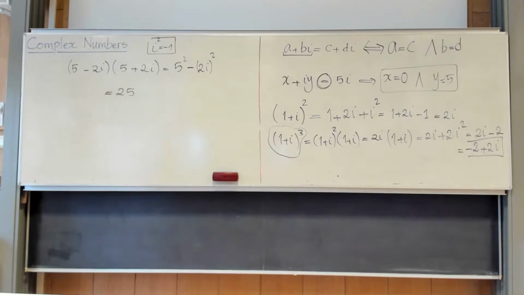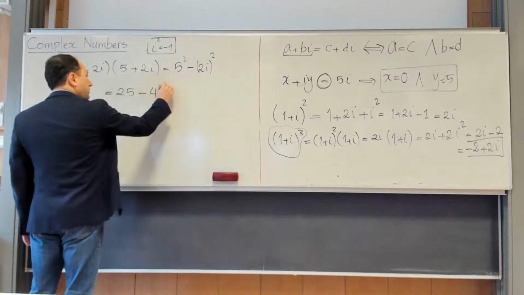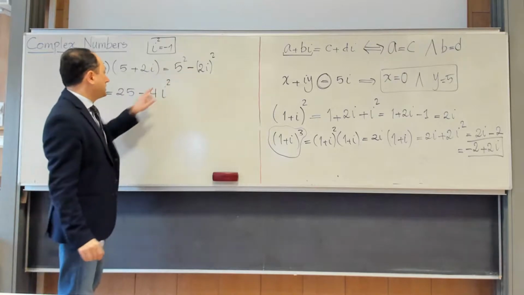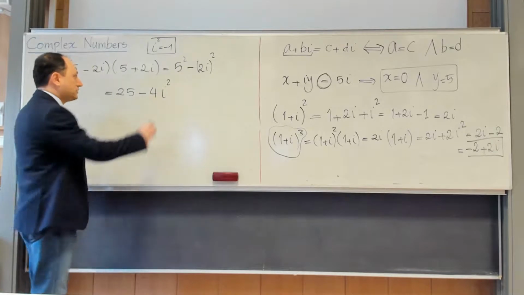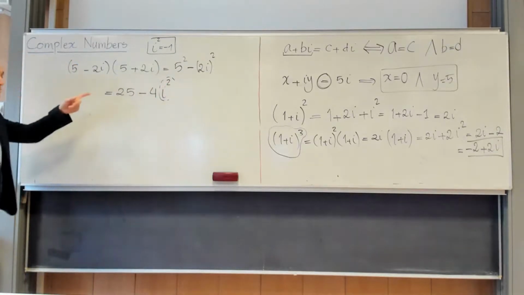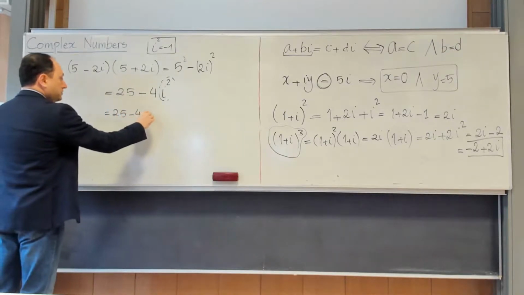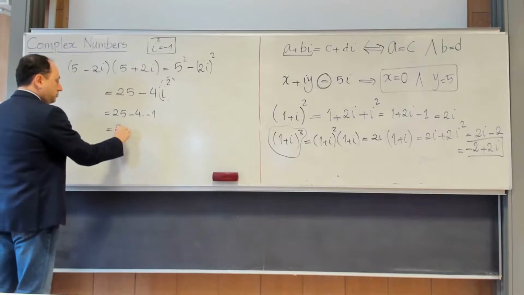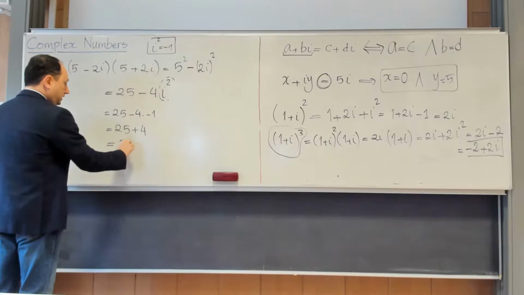Yes, it's 4 because 2 times 2, and it's -1 because i times i. That's correct. I would write it as minus 4i squared. First of all, this minus sign is here, and this 2 is not affecting it, so this remains negative. But now, as Gustav said, this is the new rule of the game, which was absent before: i squared is -1. So then it becomes 25 minus 4 times -1, which is simply 25 plus 4, and it becomes 29.